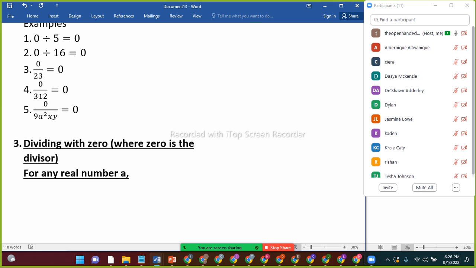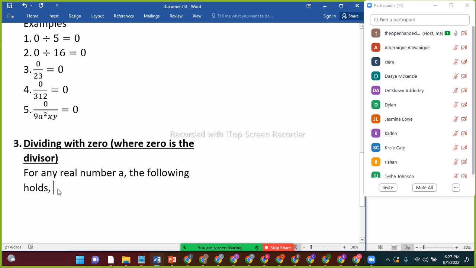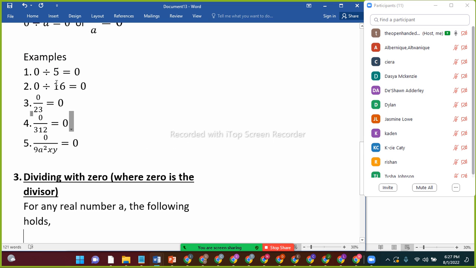a, where a is not 0. So in this case, a can't be 0. Well, it really doesn't matter if a is 0, the same thing would apply. So for any real number a, the following holds. So this time, we are going to see what happens when 0 is the divisor.